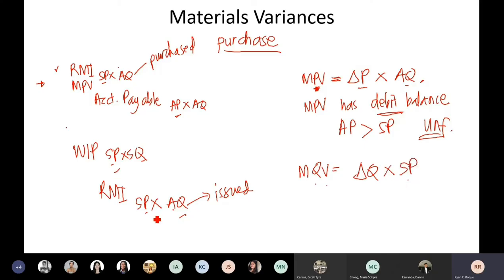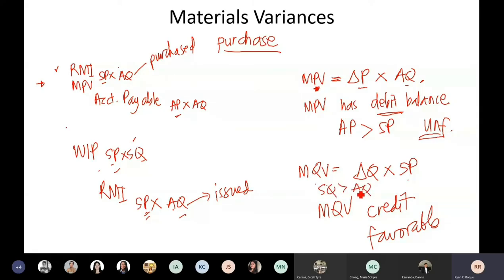So, there is difference in your quantity times your standard price. Bakit standard price, yun po yung magkamukha sa kanilang dalawa. So whenever there is a problem in the quantity or in the number of hours, we always multiply standard price or standard na labor rate. Okay. So, sabi natin, MQV has credit balance. Bakit naging credit? Kasi this time, favorable. Bakit mo ba ilalagay sa credit? Kasi mas malaki si debit. Mas malaki yung SQ kesa sa AQ.